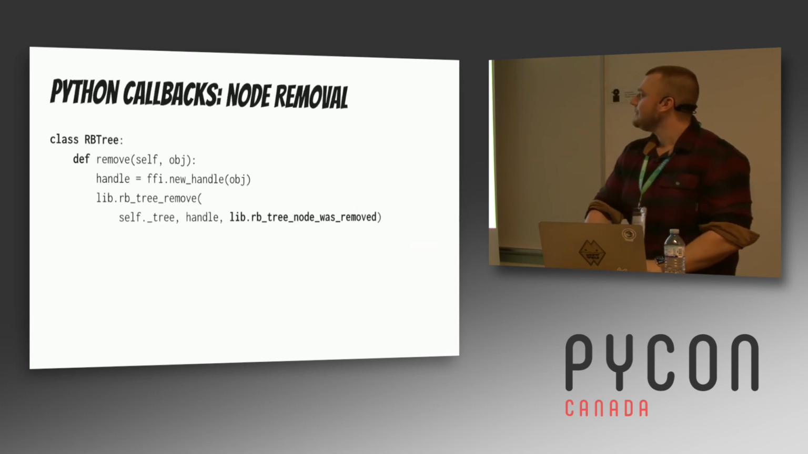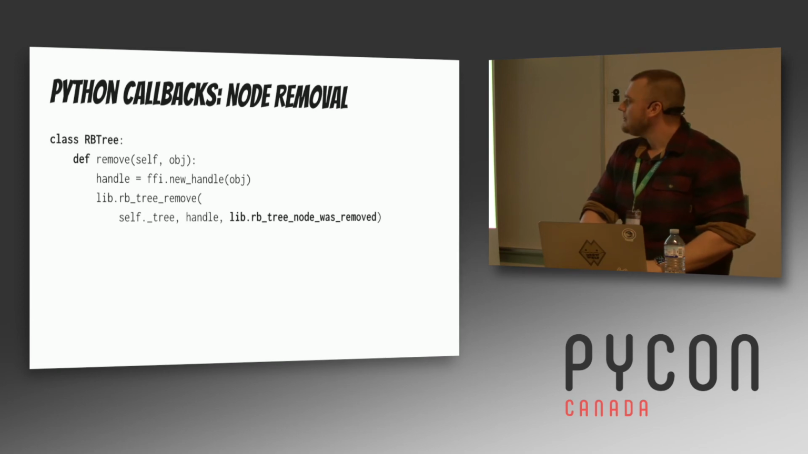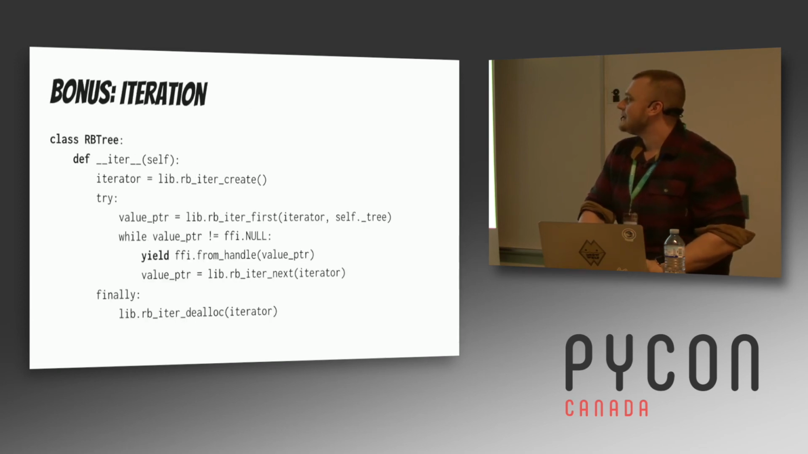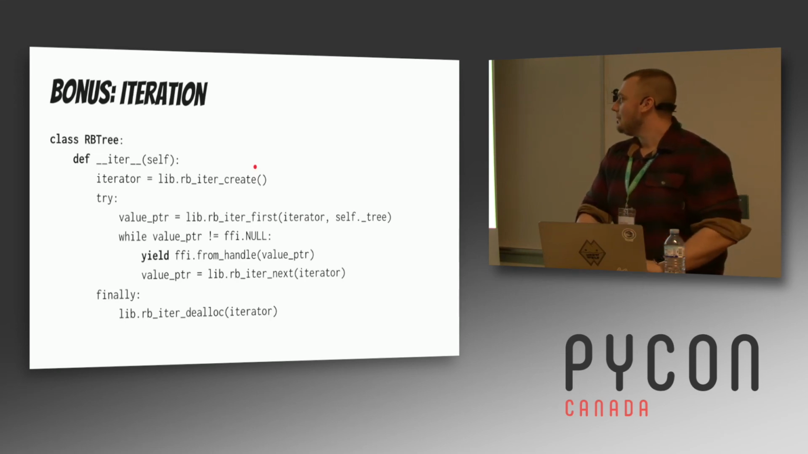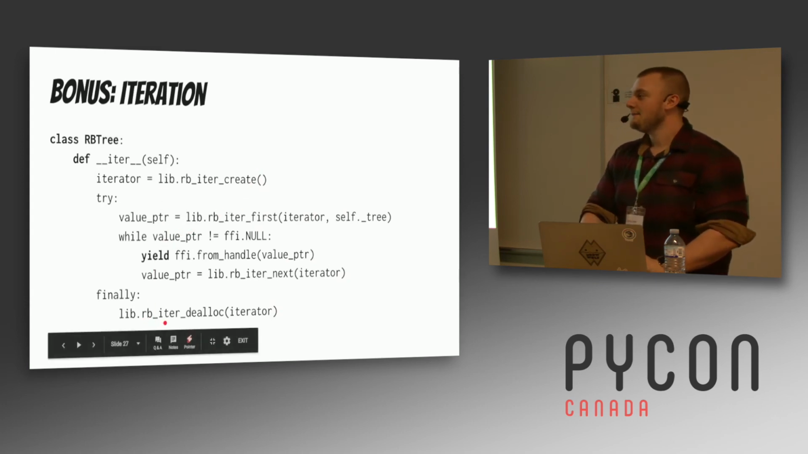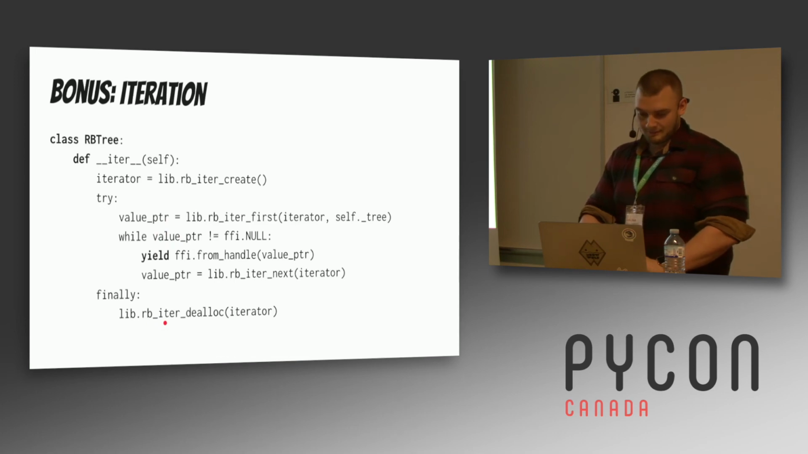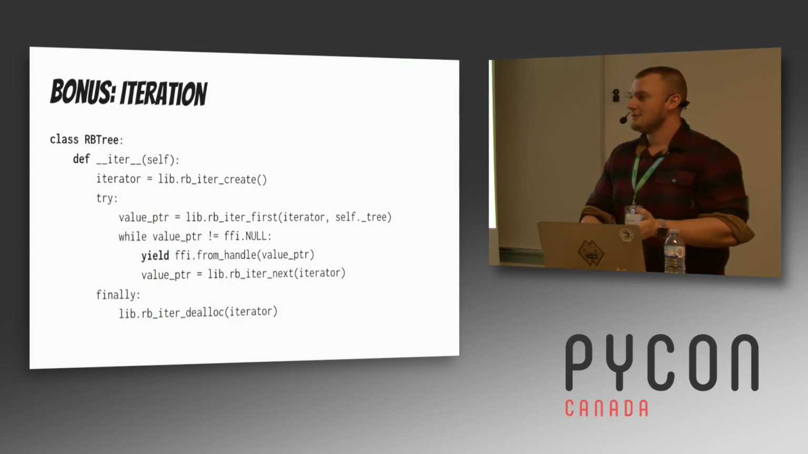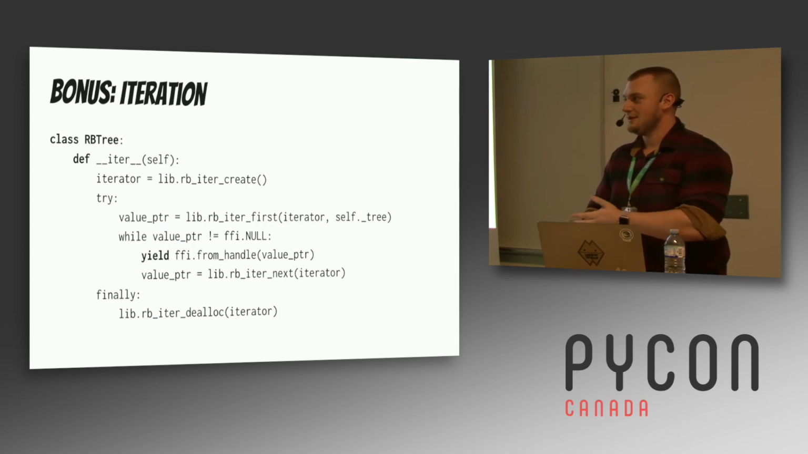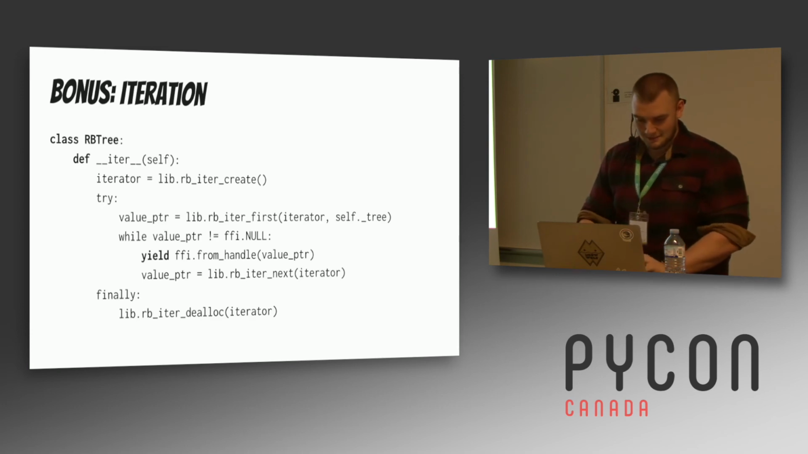Oops, sorry. I don't think I have enough time to go over this, but there's a simple way in the C library that I found to iterate through things in order. And again, in Python, you are just managing resources, so you have to make sure that you're deallocating things. I know I had to go through that a little bit quickly, but I think that's all we have time for, so we're going to go to questions.